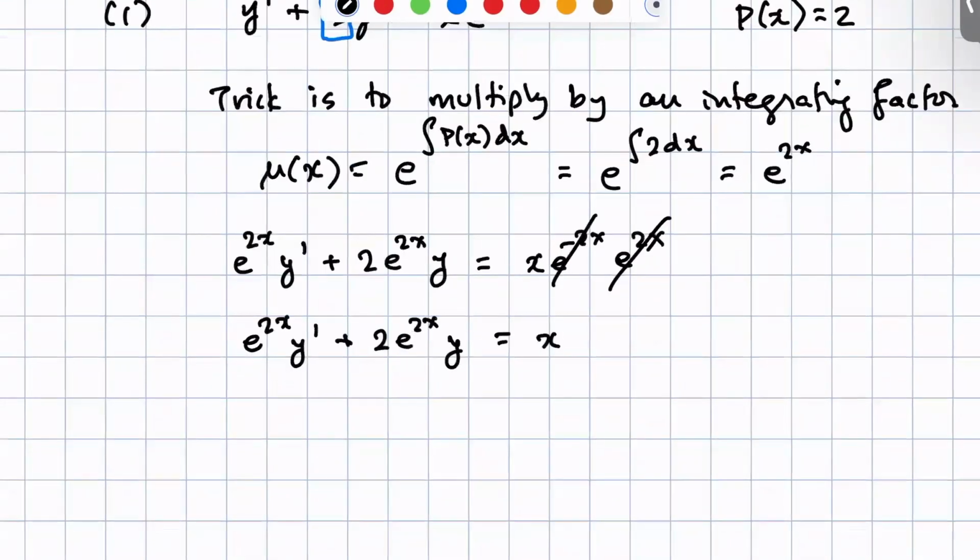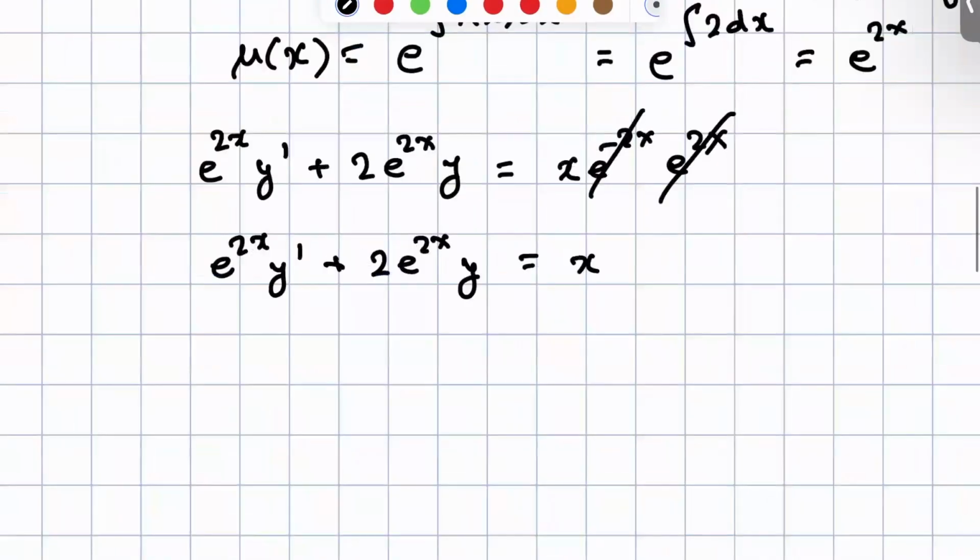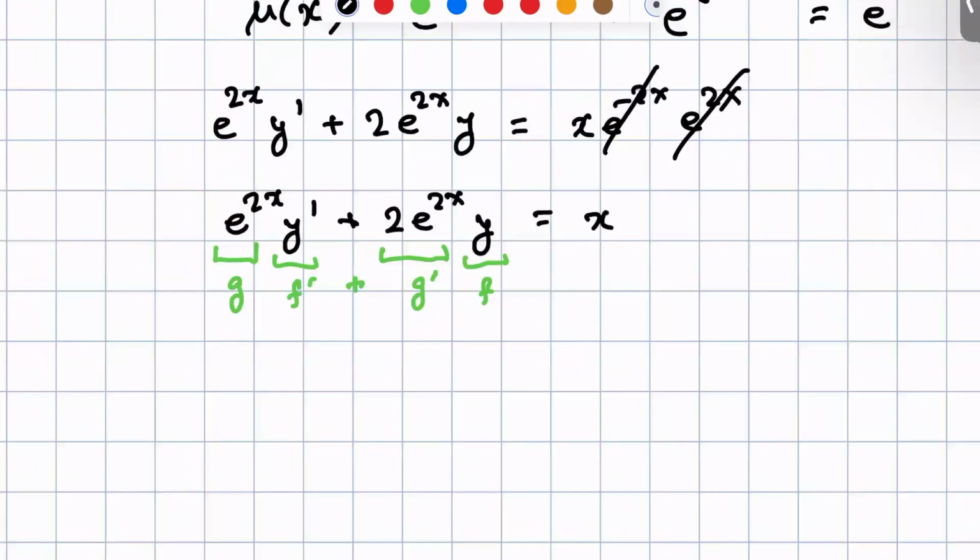Now, it seems like we just made the problem more complicated, but in fact, what's really interesting here is the following. Let's consider y to be f. So here's f prime. And let's consider e to the 2x to be g. Well, this guy right here is g prime. So if you think about it for a moment, this is exactly the result that you get when you multiply fg and then you take the derivative. So this is actually the result of a product rule differentiation.